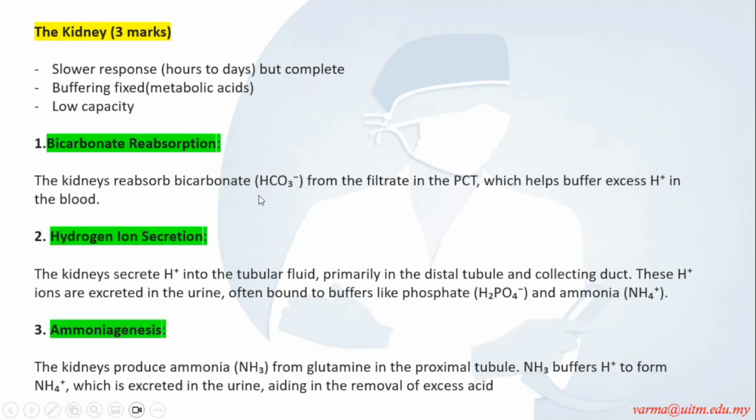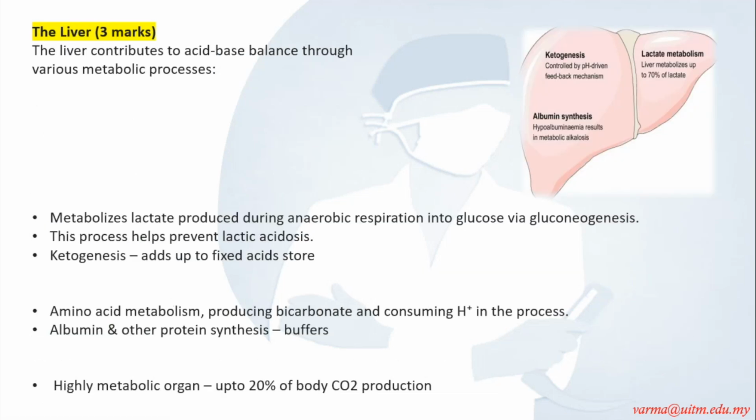Okay. Next, kidney. I'm not going to go into it. We just discussed it. We're just going to add a few introductory points for kidney. It has a slower response in acid-base balance compared to lung, hours to days, but it finally gives you complete compensation. It is buffering the fixed or metabolic acid. It has a low capacity of acid-base response compared to lungs. Again, bicarbonate absorption, hydrogen ion excretion, ammoniogenesis. We are not repeating this. It is the same answer as we just discussed.